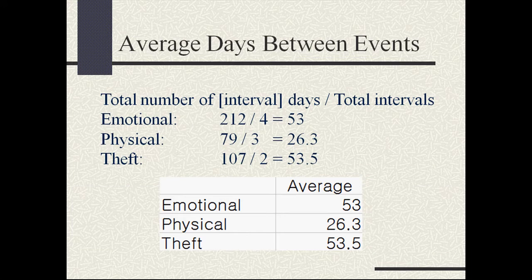Average days between events. I then found the average of days between each event. That is done by taking the total number of interval days and dividing it by the total number of intervals. We see the average number of days are 53, 26.3, and 53.5. These numbers will now help us to reach our daily probability of risk.